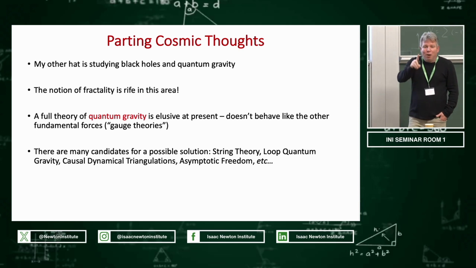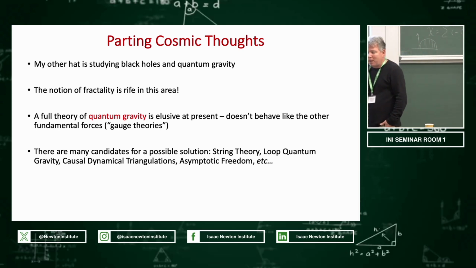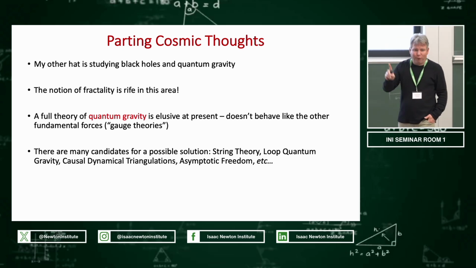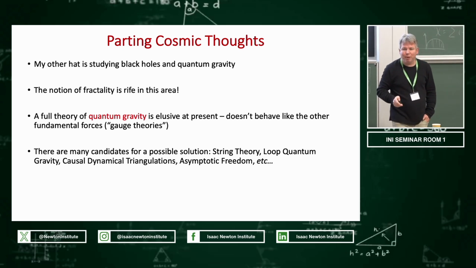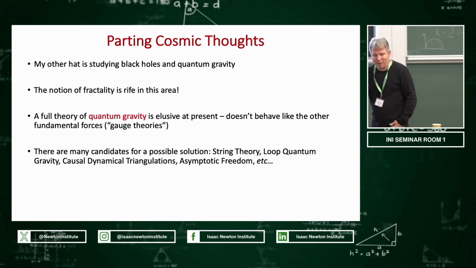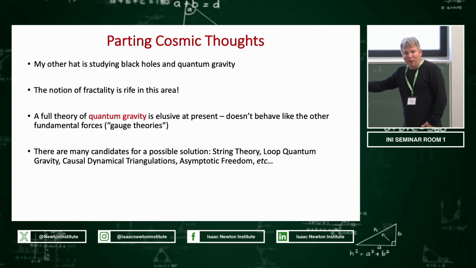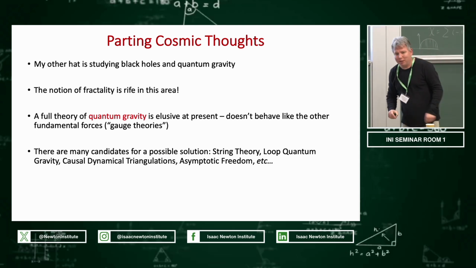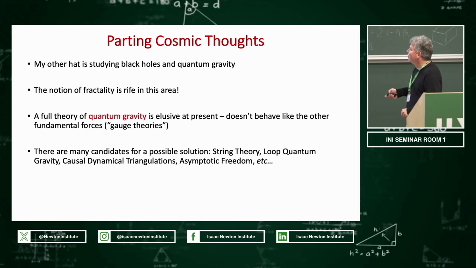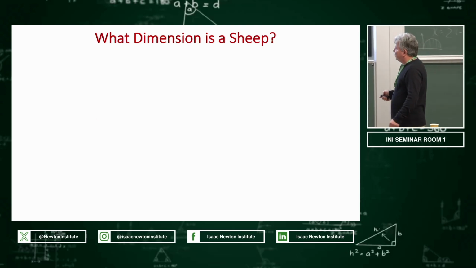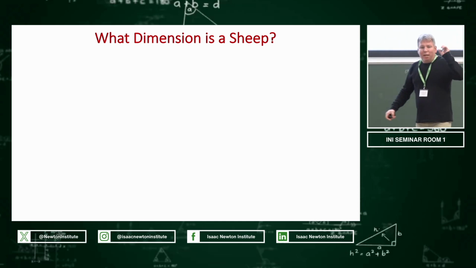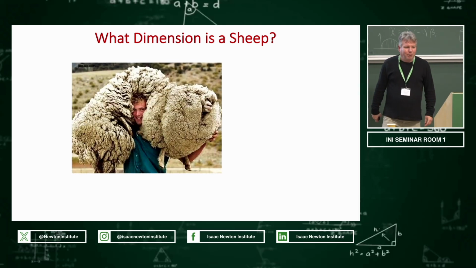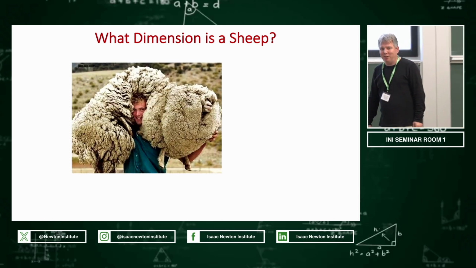Whatever these things are, what's interesting is most of them point to one common feature that they all predict. They're different theories, but they all predict one common feature of what we should expect to see at the quantum level in terms of gravity, the shortest distance scales. That's relevant to the meeting. What do they see? Well, let me ask the following question. What dimension is a sheep? Here's a sheep. What dimension is this sheep?